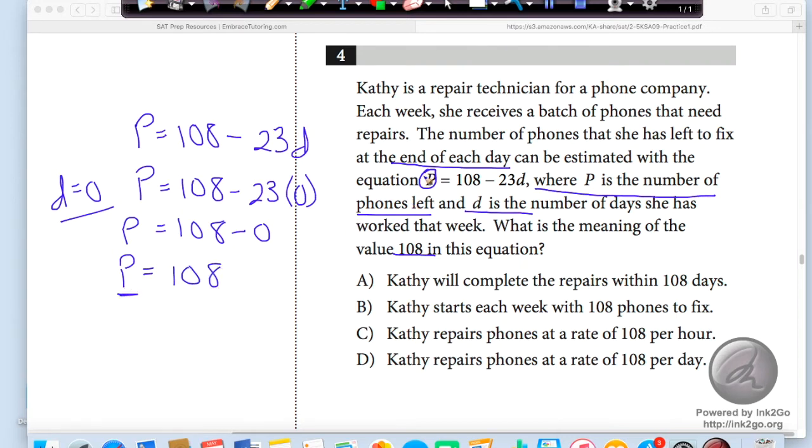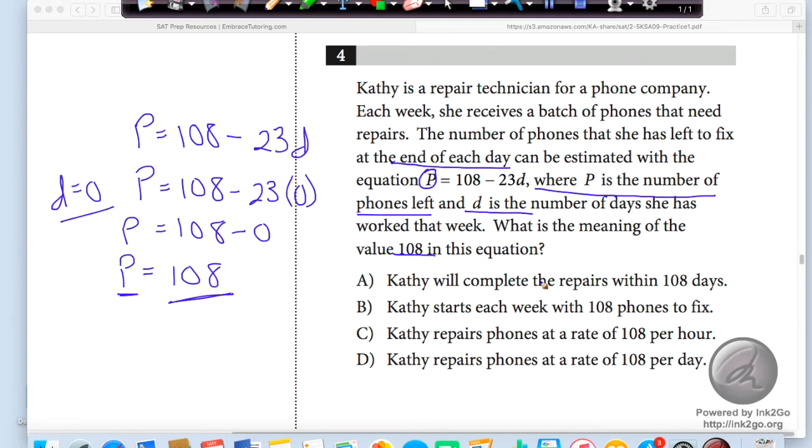That's what P represents. But if she didn't go to work at all, then she wasn't able to accomplish any of the handling of the phones. So this must be what she actually starts with. And the subtraction sign is also showing you that she's taking away from a certain total per day. So your answer should reflect something that she's starting with, knowing that if she doesn't work at all, this is the amount that she has left or remaining.